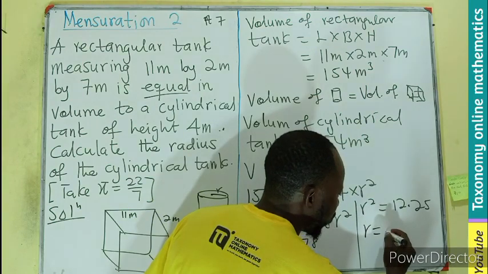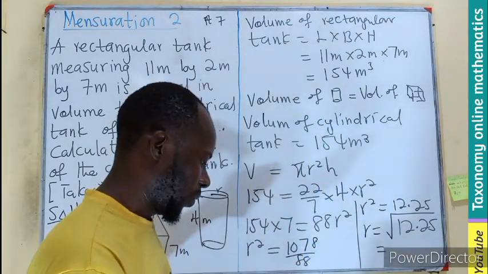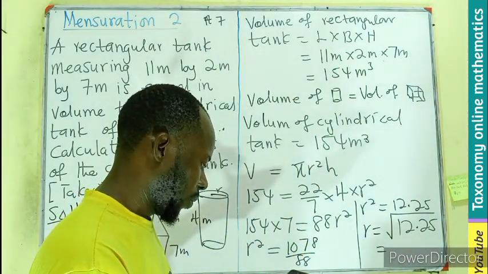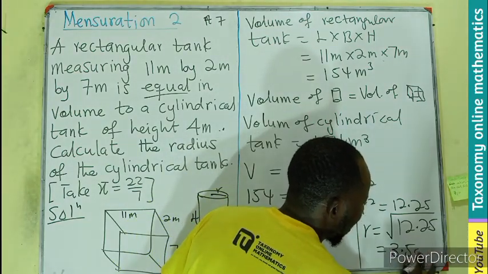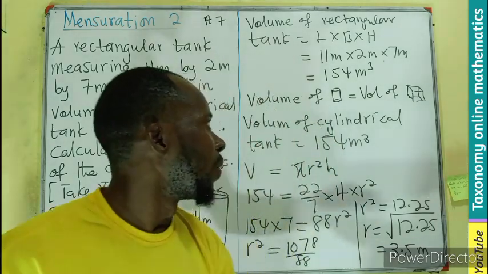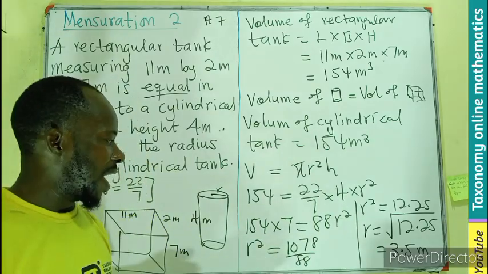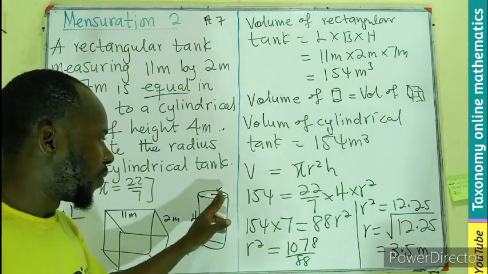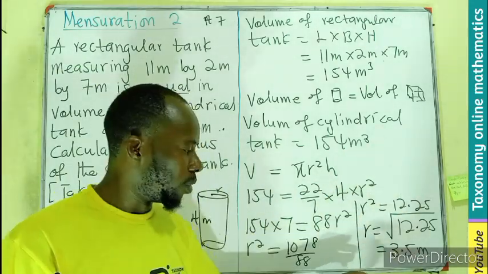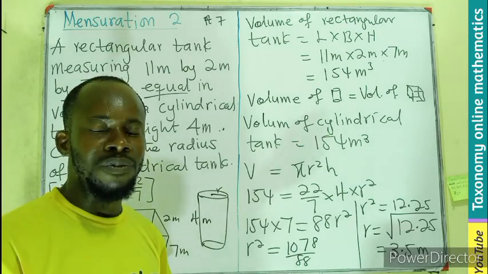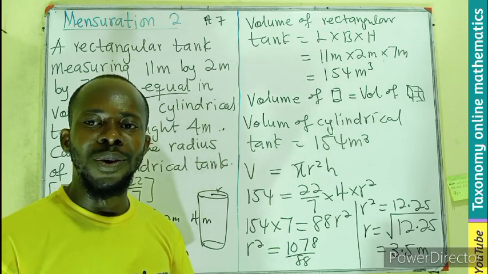So r will be equal to the square root of 12.25, and that will give us 3.5 meters, right? We are dealing with meters. So the radius of the cylinder is going to be 3.5. The height will be 4. So if the radius is 3.5 and the height is 4, when you find the volume, you arrive at 154. That is the meaning. So we are comparing the two volumes which are equal. Then we find the unknown variable.